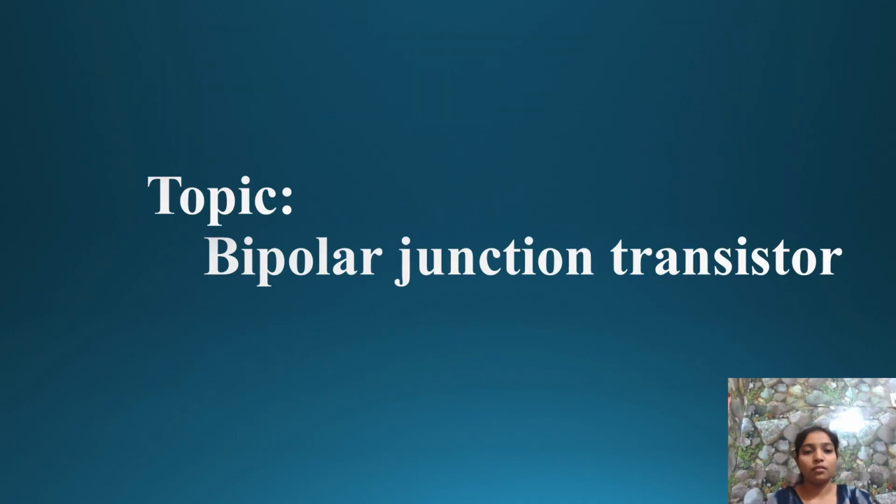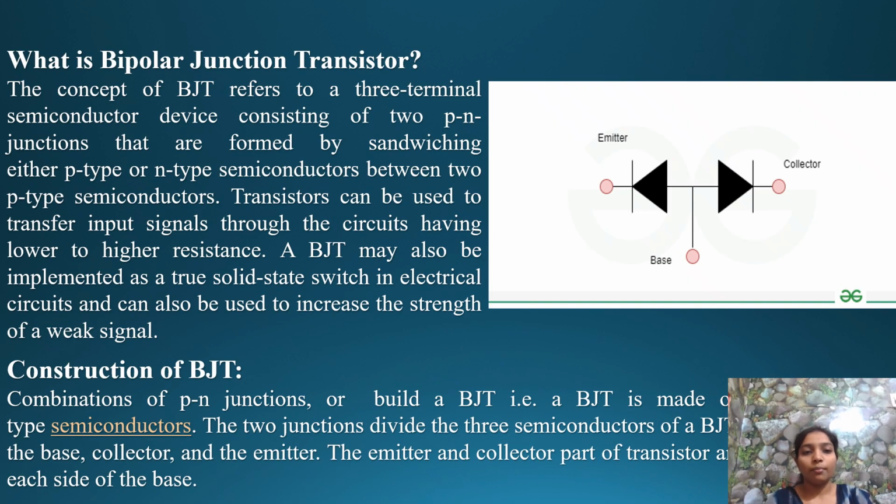Today our topic is about bipolar junction transistor. Now what is a bipolar junction transistor? The bipolar junction transistor refers to a three-terminal semiconductor device consisting of two p-n junctions that are formed by either p-type or n-type semiconductors between two p-type semiconductors or n-type semiconductors.